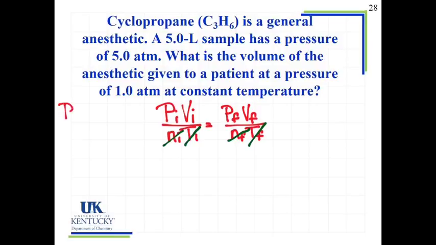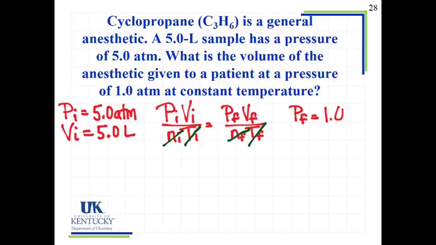So Pi is equal to 5.0 atmospheres because that's given in the problem, and Vi is 5.0 liters, which is also given in the problem. Then we can look at our final conditions, and we see our final pressure, which is given, is 1 atmosphere, and the final volume is our unknown. The most challenging part of combined gas law problems is making sure we keep the initial conditions all together and the final conditions all together.